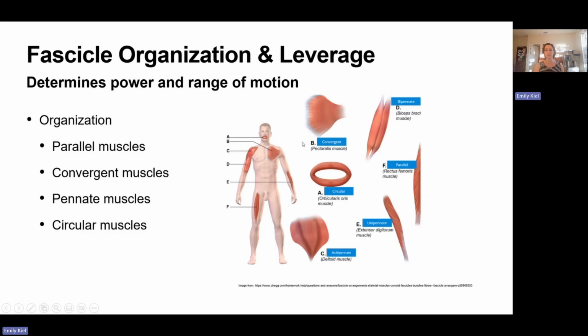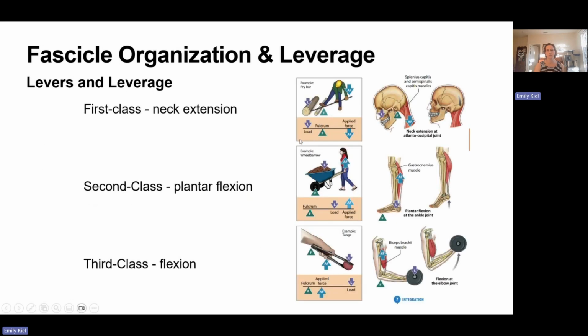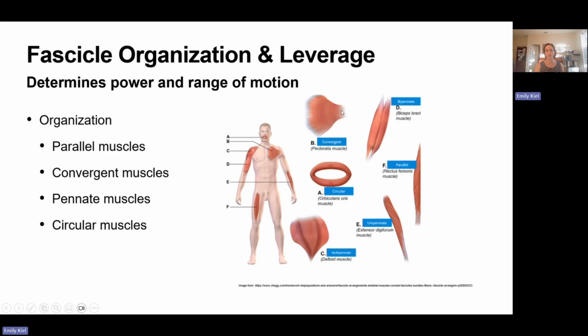We've got convergent muscles, so they converge to a smaller point. They're going to start with a wider opening, and then they'll converge into something smaller. Now, let me clarify with these that just because it goes from wider to narrower doesn't tell us what the action is going to be and what the origin and insertion are. Those are determined by how those muscles move.